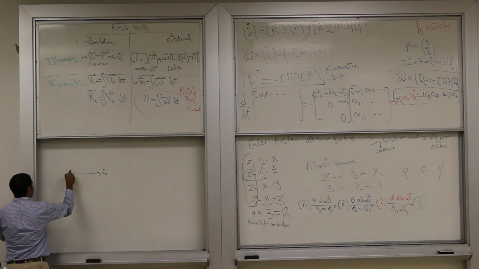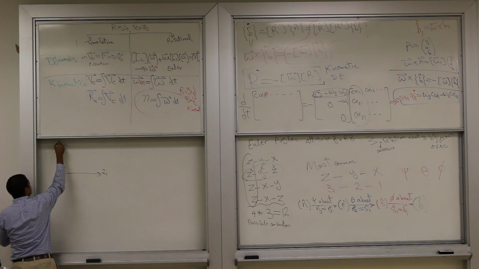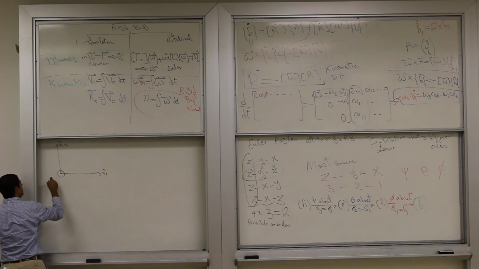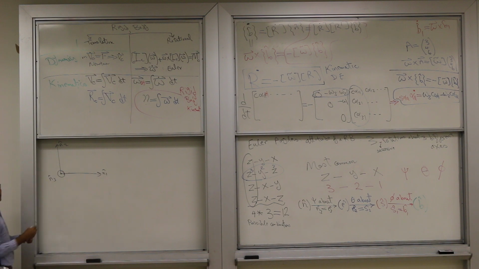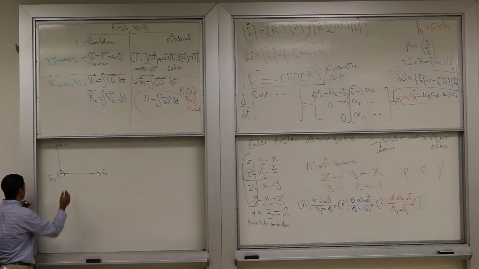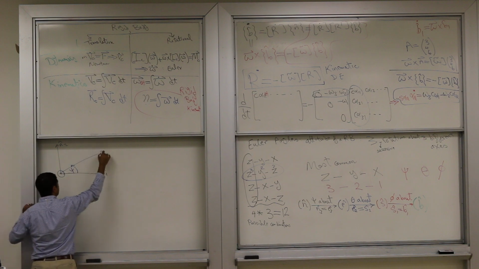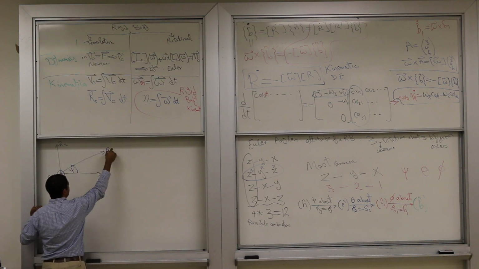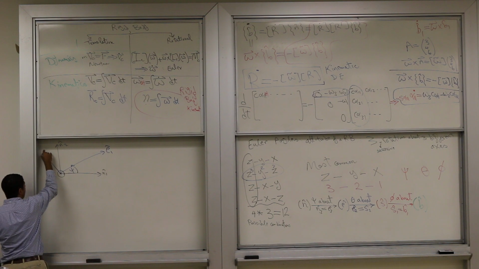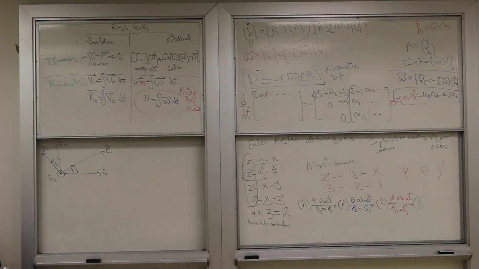N1, N2, and N3 is out of the board, right? I'm doing a single rotation about N3 by an angle psi. This is pretty straightforward. So here is my positive rotation about N3 by an angle psi. So this guy became, we call it E1, and this guy became E2, right? Any question about that? And what is E3?